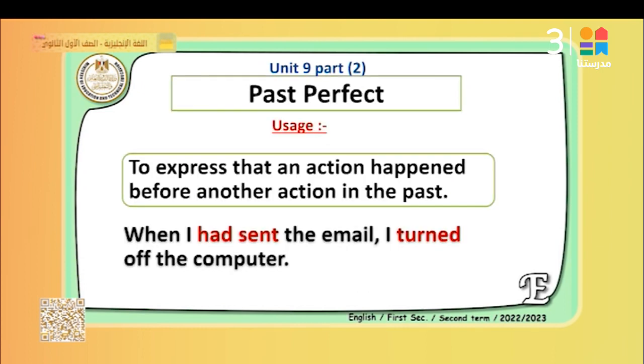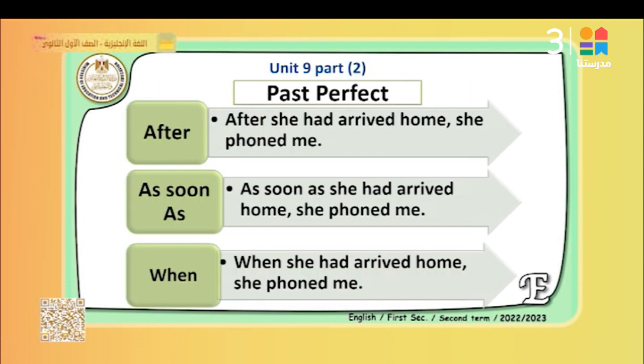Now look at the past perfect. Let's discuss together the past perfect tense to express an action that happened before another action in the past. When I had sent the email, I turned off the computer. We have keywords to express the past perfect, like after, as soon as, when, these words which show two actions.